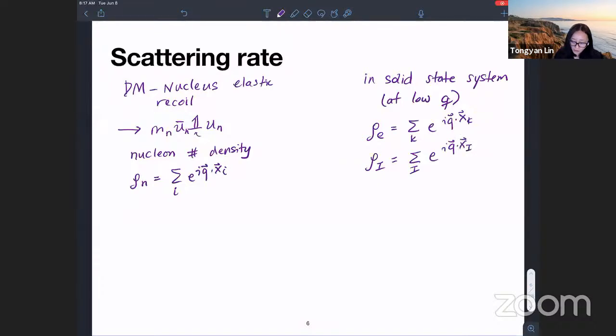And it's appropriate to think about these instead of nucleons or more individual particles, especially for low Q, so low momentum transfer. To give you an idea, the interparticle spacing in materials is order angstrom, which corresponds to momentum transfers of order keV when we do 1 over angstrom.